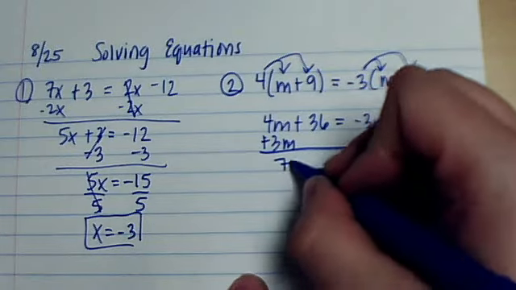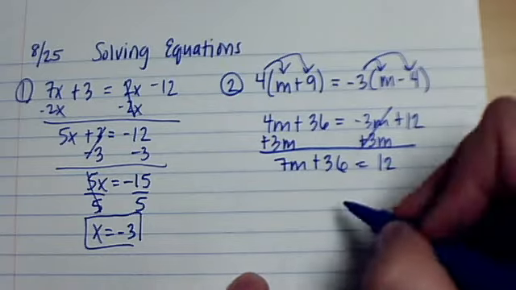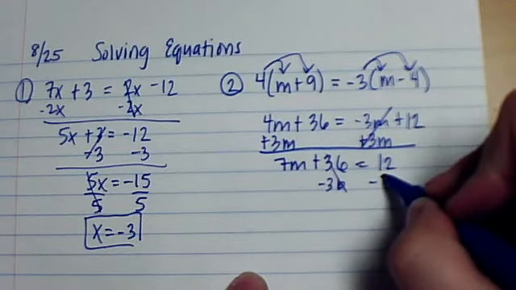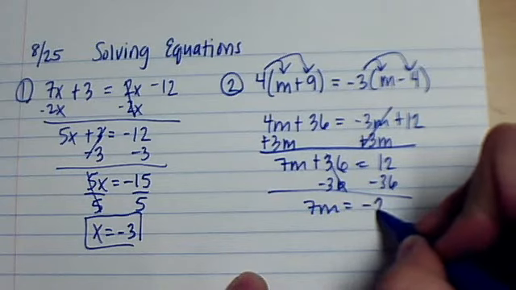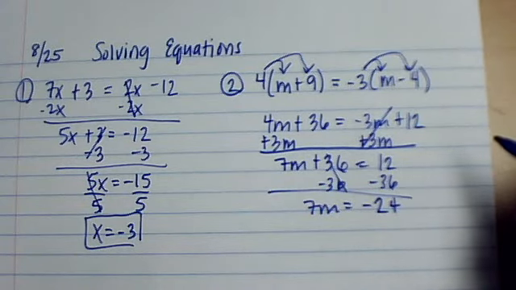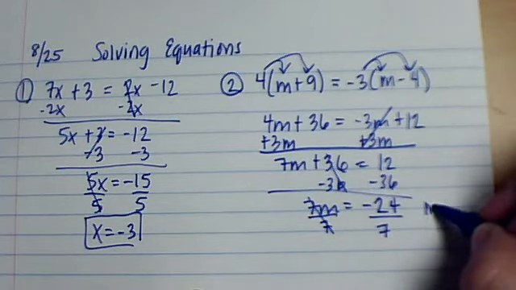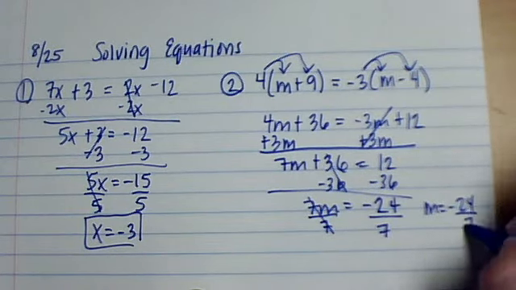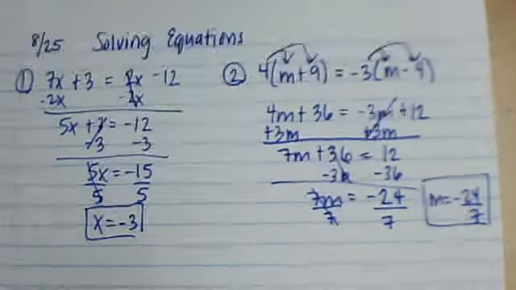So I have 7m plus 36 equals 12. Subtract 36. So you get 7m equals negative 24. Last step, divide by 7. So m equals negative 24 divided by 7. So there's your answer on that one.